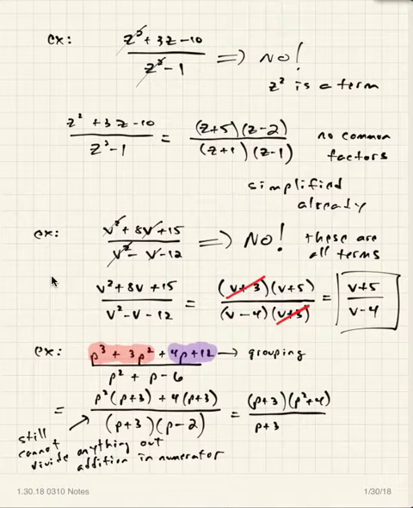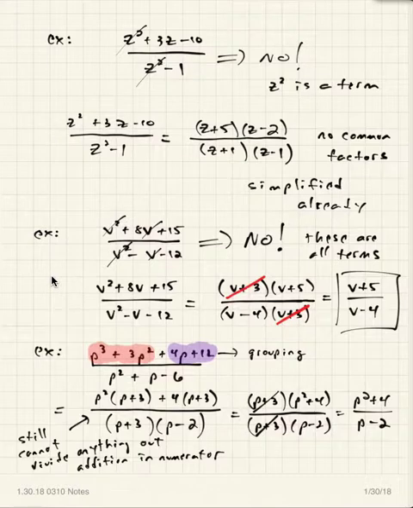And in the denominator, this would be p plus 3 times p minus 2 still. And you see, now you're left with a common factor. Now it's all multiplication. And so now I can divide out these p plus 3's, and you're left with p squared plus 4 over p minus 2. P squared plus 4 is the sum of 2 squares, and so it does not factor. No way to write it as a multiplication problem. And so that would be my simplified answer right there. All right, wait until you've got everything written out as multiplication, and then see what you can divide out.